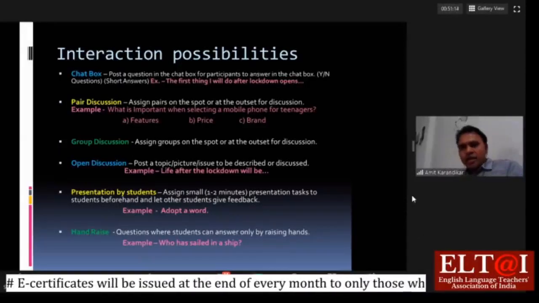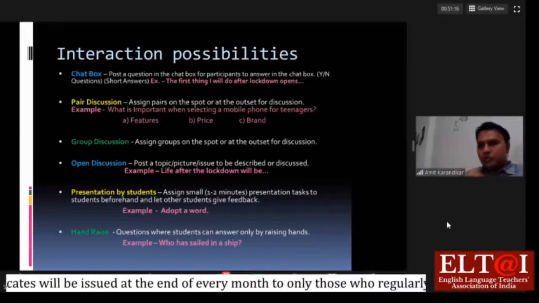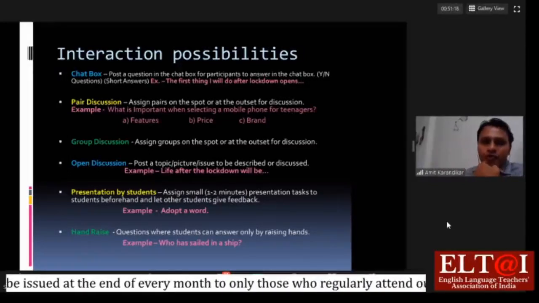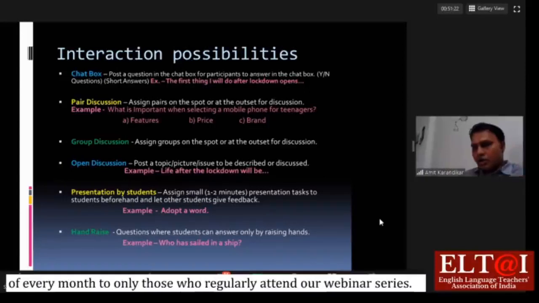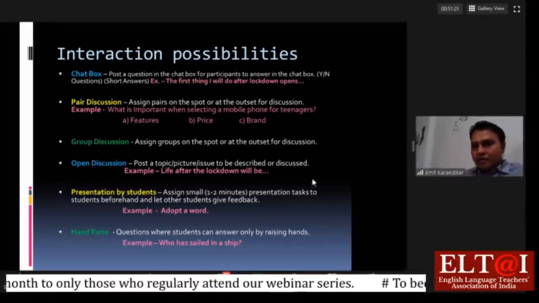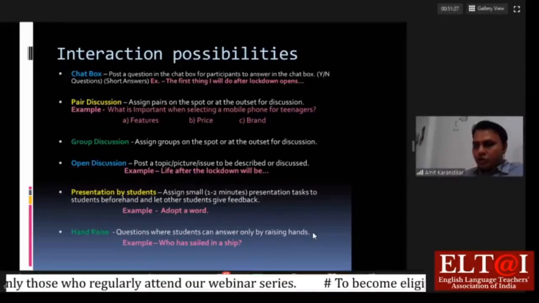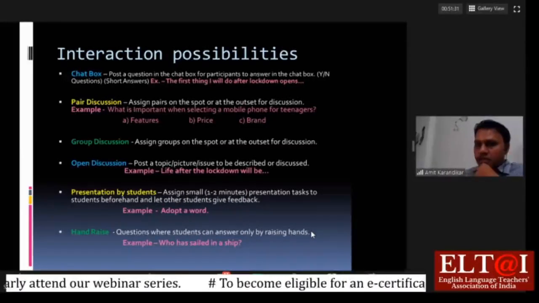Let us go to the interaction possibilities. I come to the main topic now. So the interaction possibilities that we have are these many on an online session. We have a chat box. So what can we do with the chat box? Post a question in the chat box for participants to answer in that chat box.